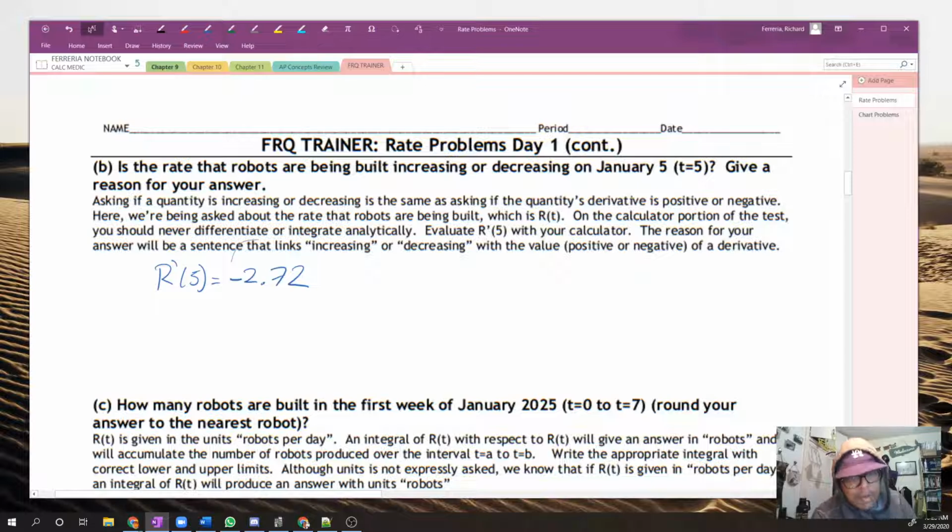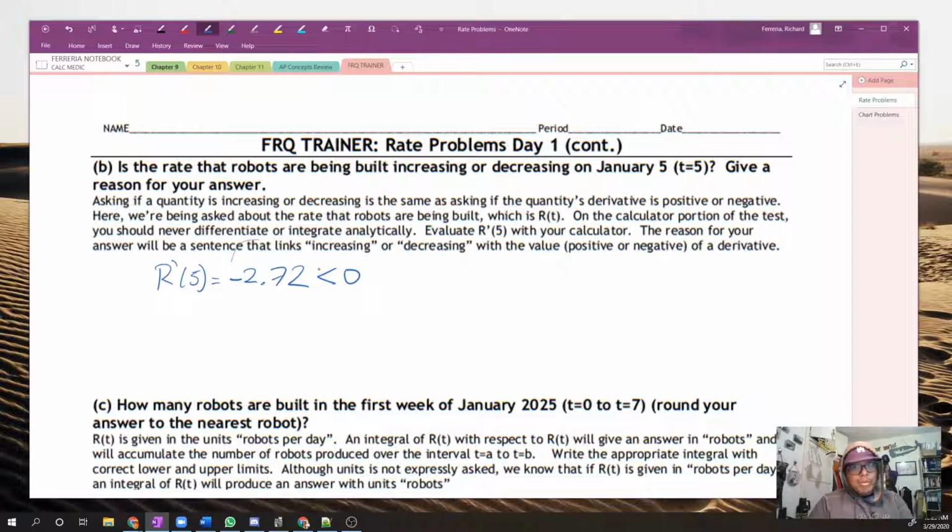Okay, so r prime of 5 is negative 2.72, and what does that say? Well, that's a number that's less than 0. And I would put that less than 0 sign there. It is important in your analysis. So what does that mean? That means that our function r is decreasing.